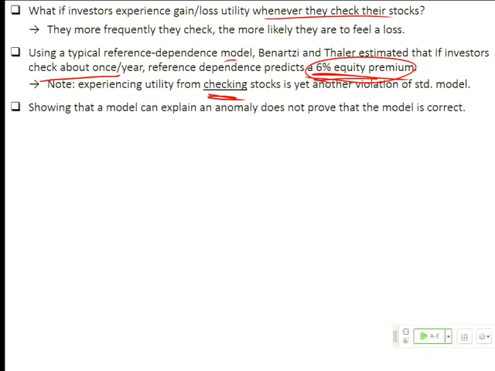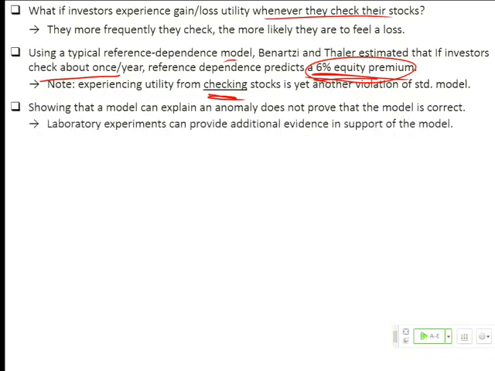Okay. Now, showing that a model can explain an anomaly does not prove that the model is correct, so we typically turn to laboratory experiments to provide additional evidence in support of the model, right?